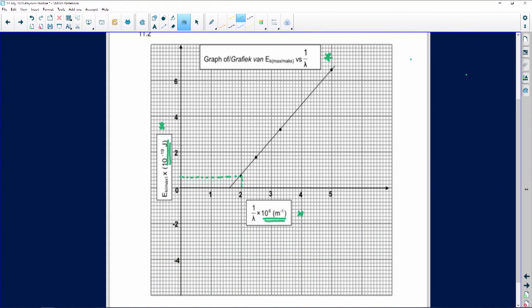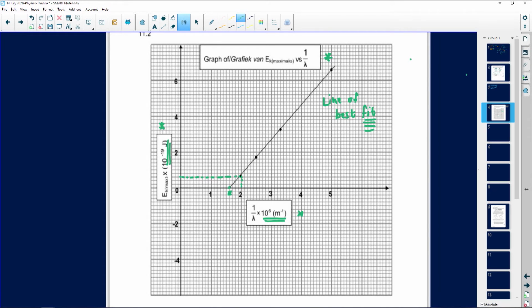I just didn't want to waste too much time on it. And then something to always remember, if you're drawing points like this, always find the line of best fit. It's very crucial, line of best fit. Also make sure that it touches the bottom, because this means that is where everything starts. So there we have our graph.